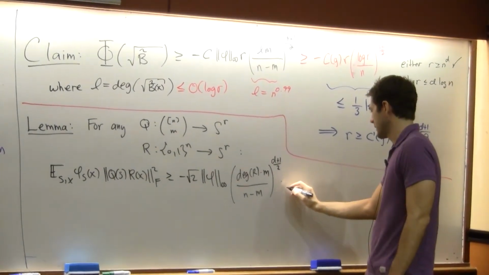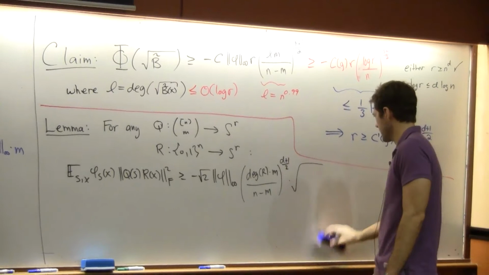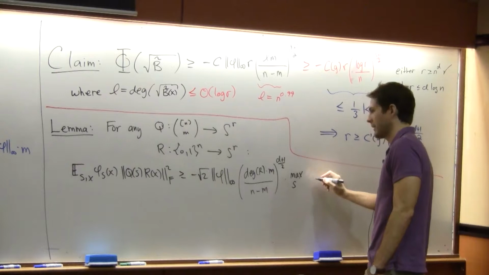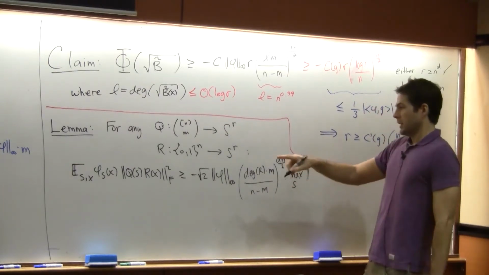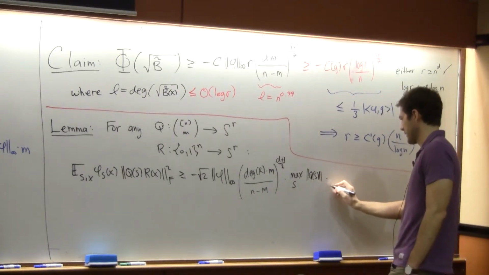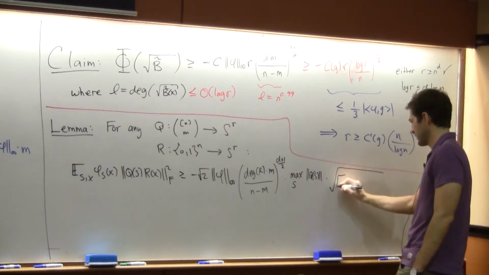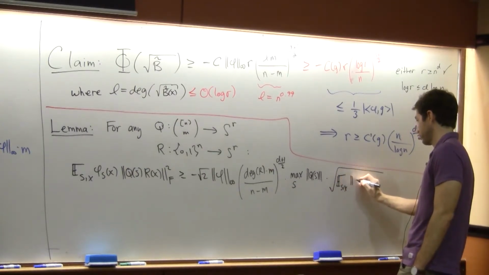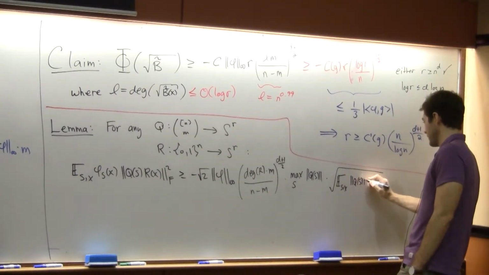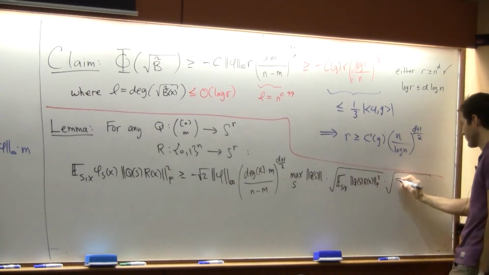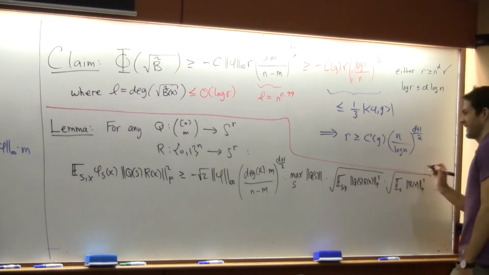And then, actually we don't need a square root. We have the maximum over s of the maximum eigenvalue of Qs, and then we'll have here Qs R x squared, and then we'll have here, what is it though? Somewhere.